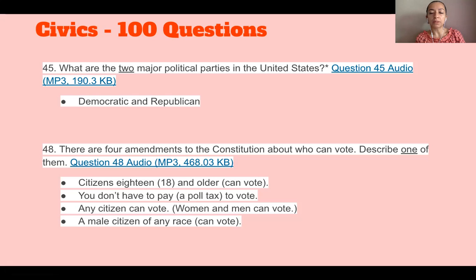What are two major political parties in the United States? The Democratic and the Republican Party. There are 4 amendments to the Constitution about who can vote. Describe one of them. You only need to say one of these. Choose one from these options. Citizens 18 and older can vote. You don't have to pay a poll tax to vote. Any citizen can vote. Women and men can vote. A male citizen of any race can vote. Choose one.